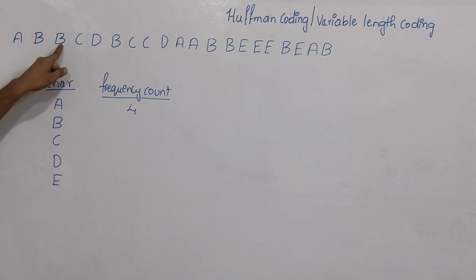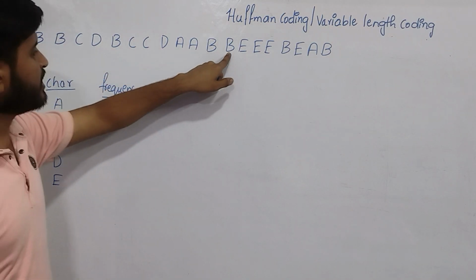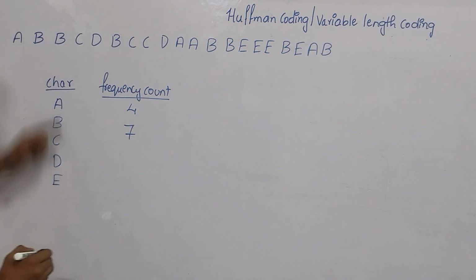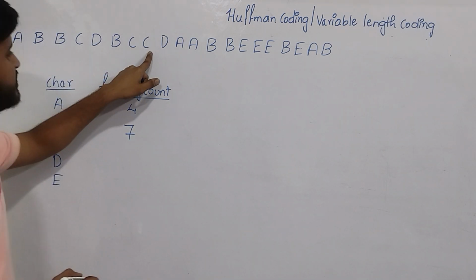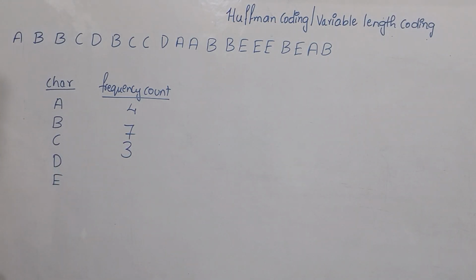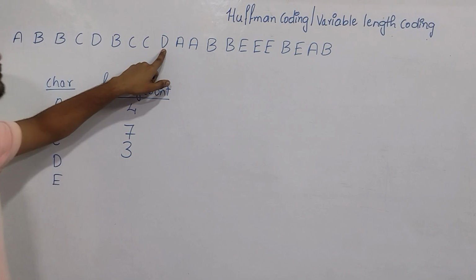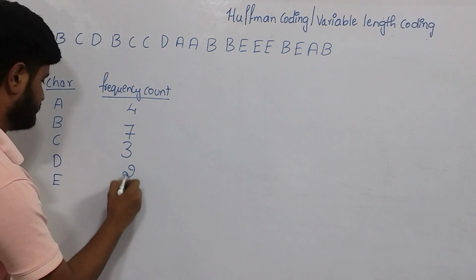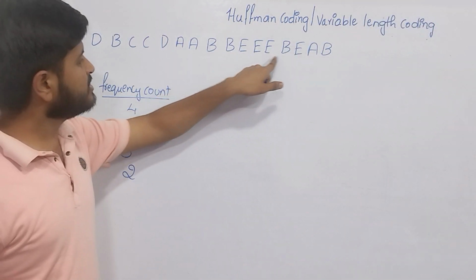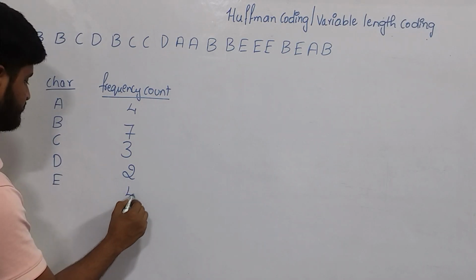Next B: 1, 2, 3, 4, 5, 6, 7. So B repeated 7 times. Next C: 1, 2, 3. So C has repeated 3 times. Next let's go for D: 1, 2. So D has repeated 2 times. Next E: 1, 2, 3, 4. So E has repeated 4 times.